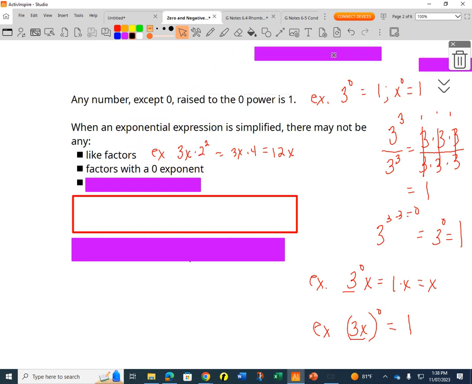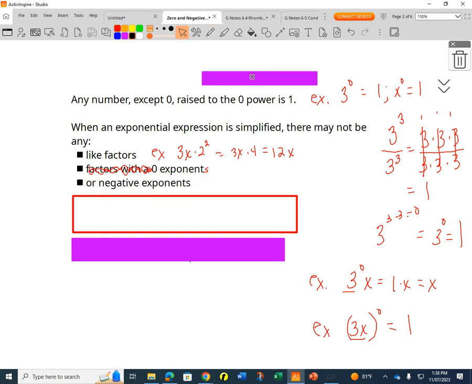We can't have any 0 exponents left in it. I think that's self-explanatory. Just scratch that. And we can't have negative exponents.